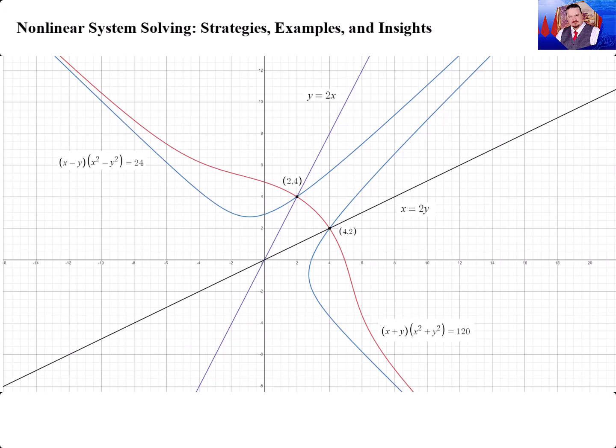So I hope this graphical exploration helps you get a feel for this problem. And there are other aspects you can see. We can clearly see some asymptotic lines there. It looks like y equals minus x is an asymptote.